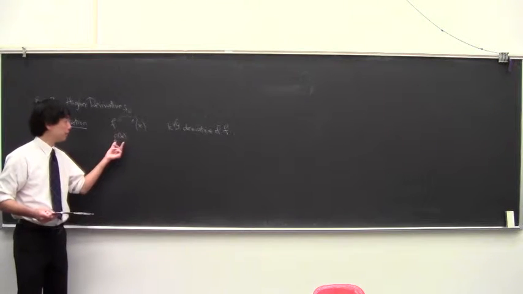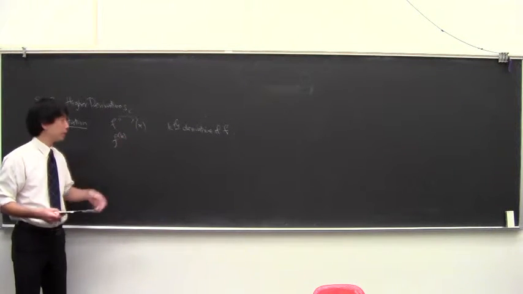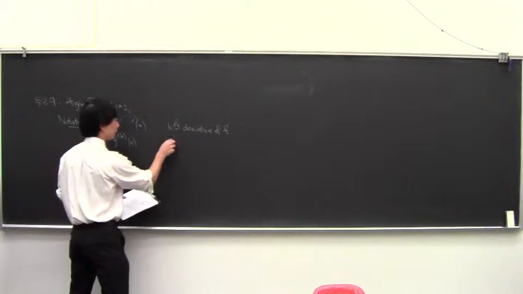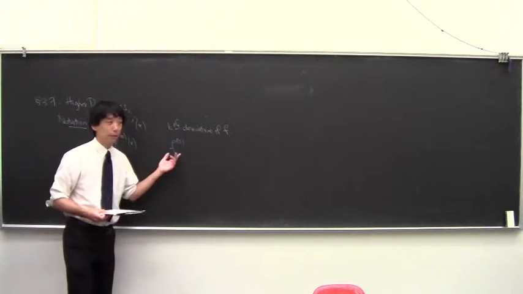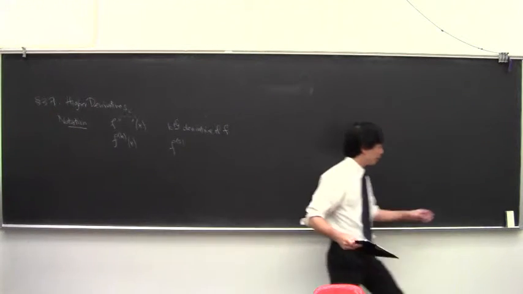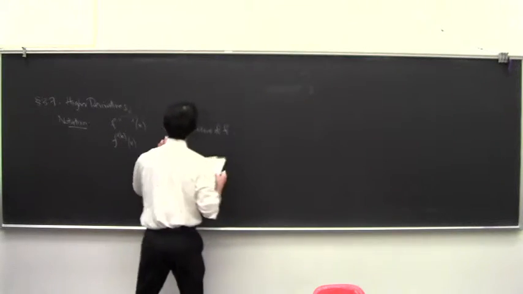There are other notations for it. People sometimes use a number inside parentheses, right? So if I wrote f^(5), that would mean the fifth derivative, right?